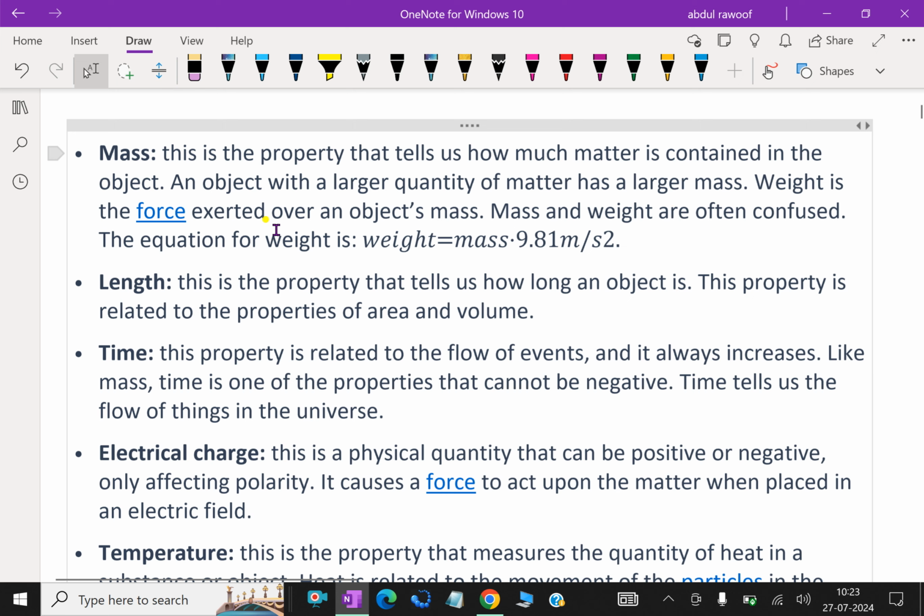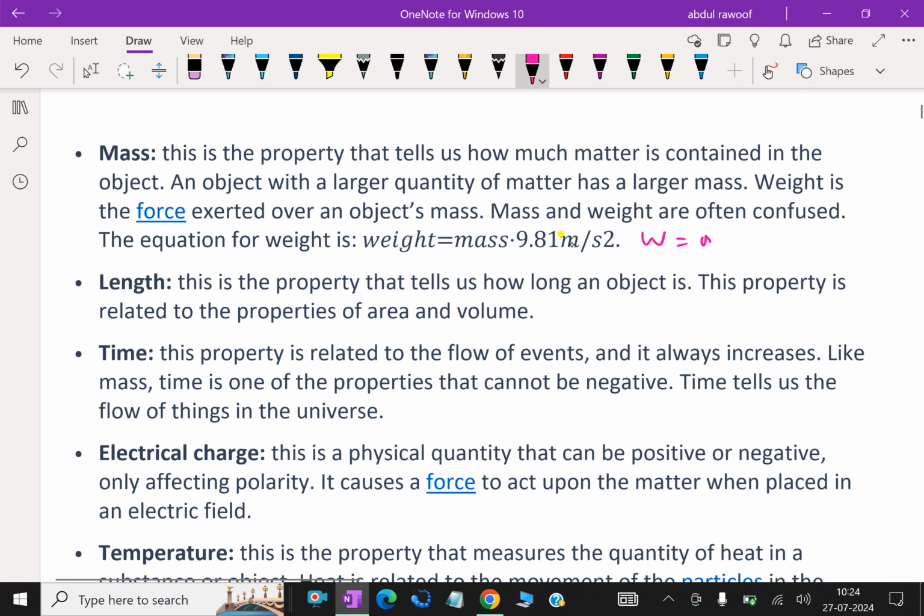Weight is the force exerted over an object's mass. That means weight is mass into gravity. Weight means a force applied by gravitational effect. Mass and weight are often confused, but don't confuse here. Mass is the original content, but weight is the force. The equation of weight is mass into 9.81 meter per second squared. Therefore, we can say weight equals mg.